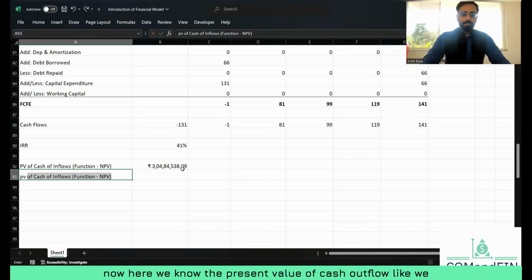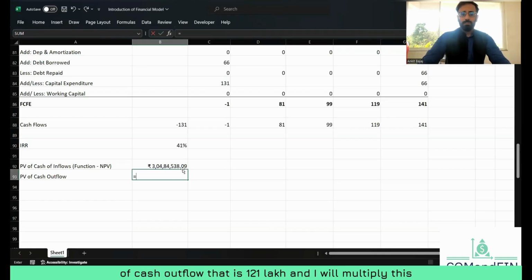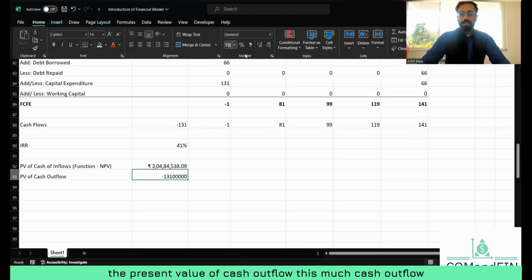Now here we already know the present value of cash outflow. So I will write down here the present value of cash outflow, that is 121 lakh, and I will multiply this with 1 lakh. So here you can see this is the present value of cash outflow. This much cash outflow will be there in your business.